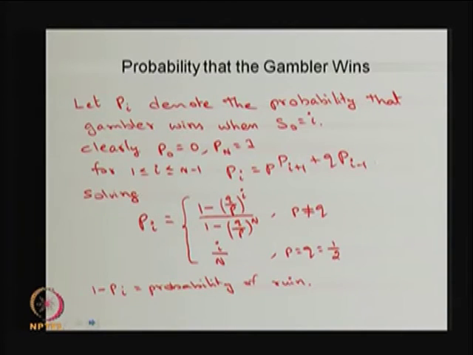Clearly P naught is equal to 0, and similarly P n is equal to 1. If he initially has 0 amount, he cannot win, therefore that probability is 0. If the gambler has the amount n at time 0 itself, then he need not play at all, therefore that probability is going to be 1.